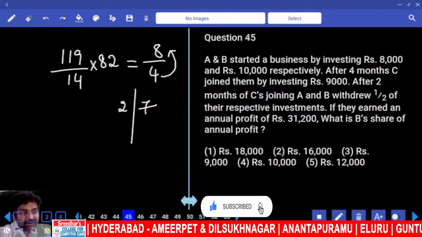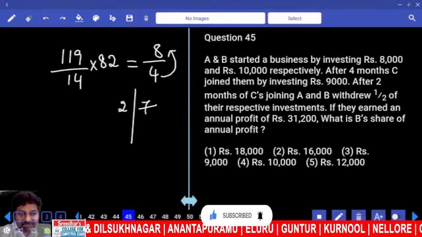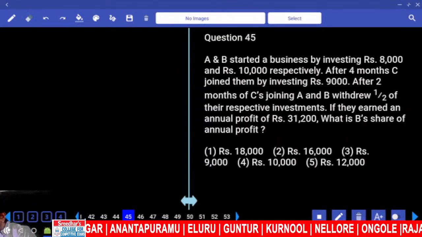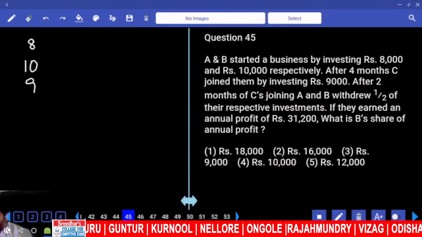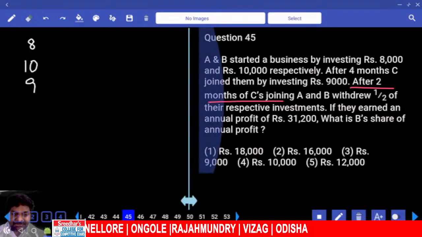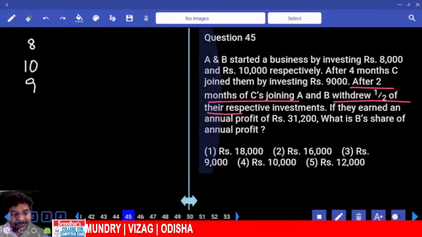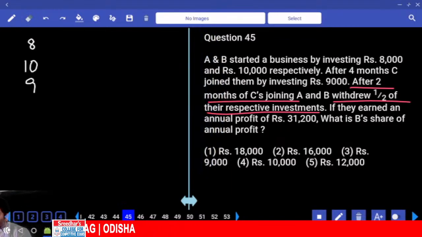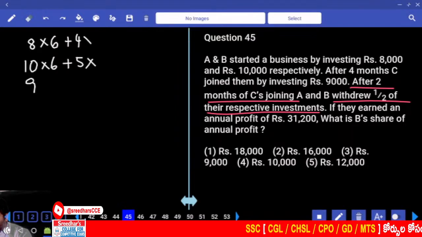A and B started a business by investing 8,000 and 10,000 respectively. After 4 months, C joined them by investing 9,000. 3 zeros are common, so let us take investments as 8, 10, 9. When did C join? After 4 months. After 2 months of C's joining, meaning after 6 months, A and B withdraw half of their respective investment. That means initial investments of A and B are there for 6 months. After that, half is withdrawn. Remaining is half, 4 and then 5 into.